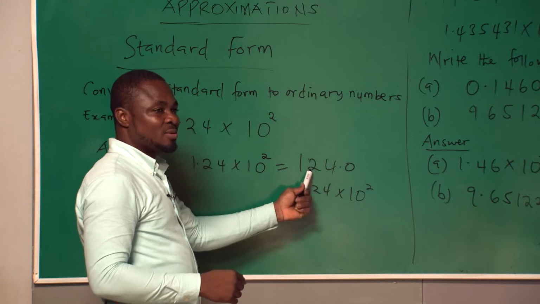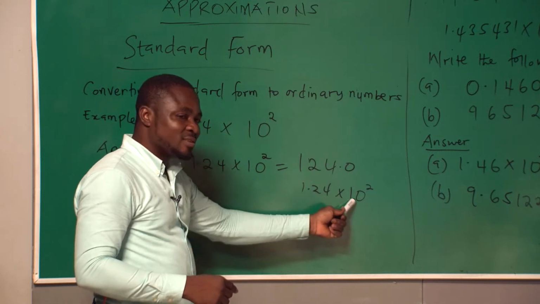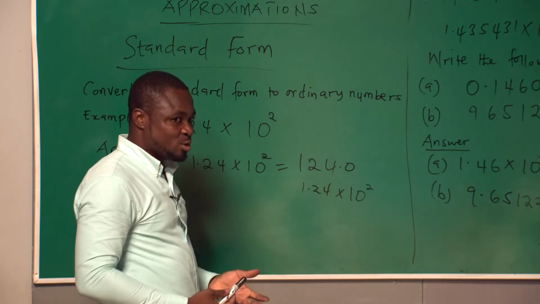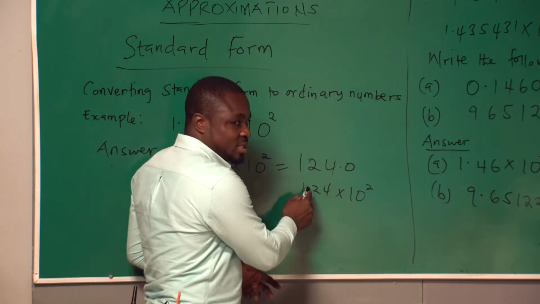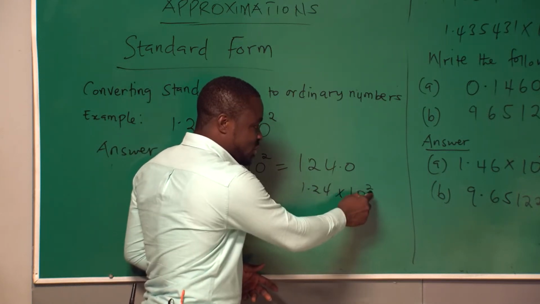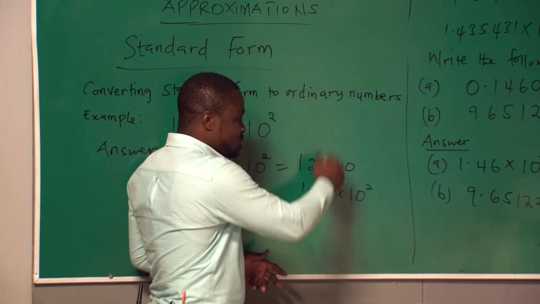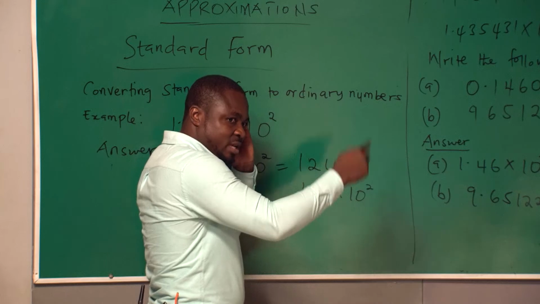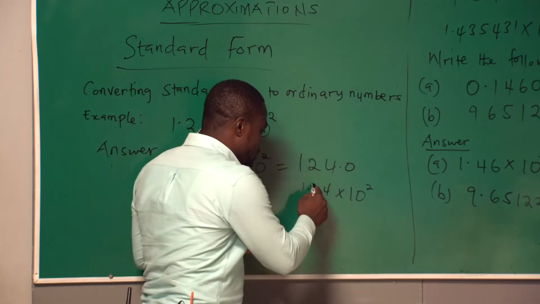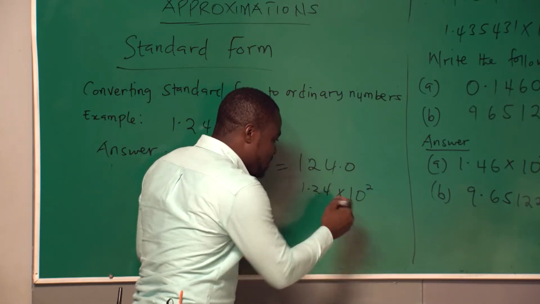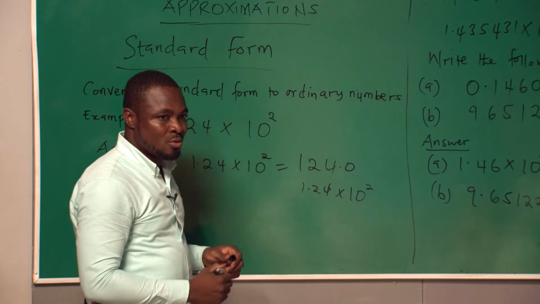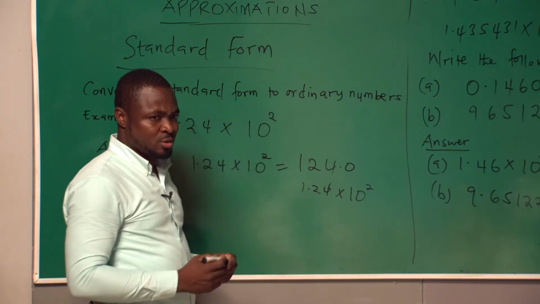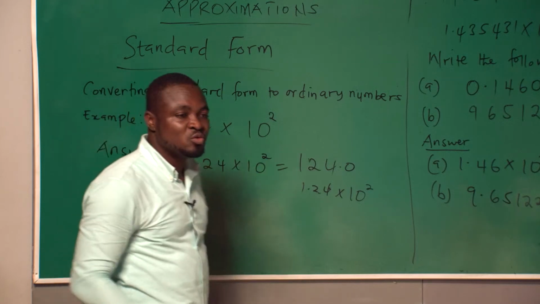So if you want to now convert it from the standard form to this number, what do you do? You move the same point, because it is 10 exponent 2. It is positive, which means move it to the right 2 times. So the point now comes after the 4. It becomes 124.0. Are you okay? So that is why we are having the 124 there.